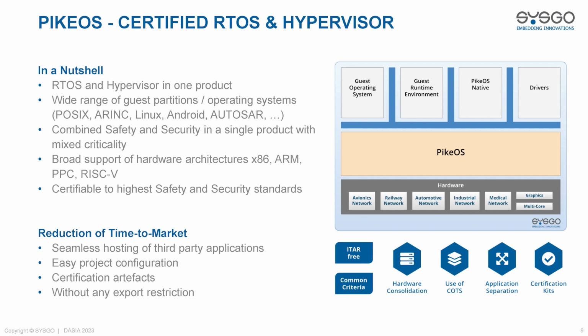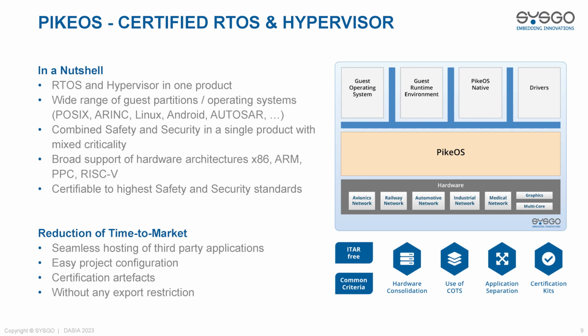We provide combined safety and security in the same product with mixed criticality. There is a wide range of supported hardware architectures such as ARM, Intel, PowerPC, SPARC, and RISC-V, and it's completely certifiable to the highest safety and security standards. Together with our PikeOS product, we also offer LinOS, which is an embedded Linux distribution, a perfect match for embedding on top of PikeOS.